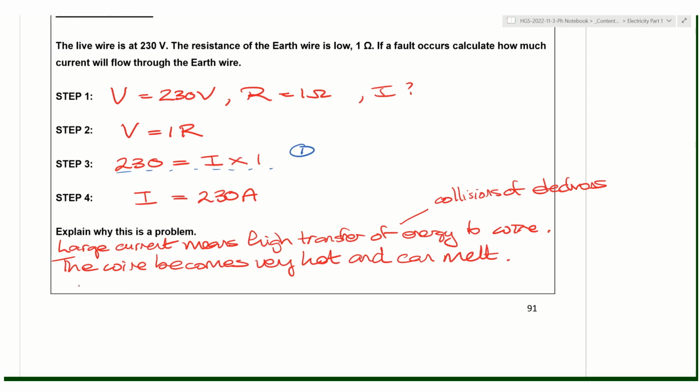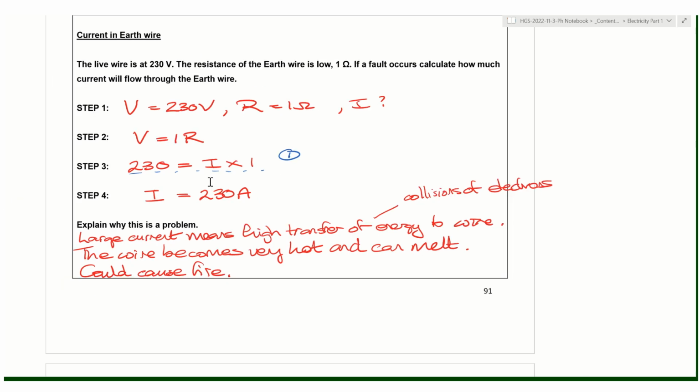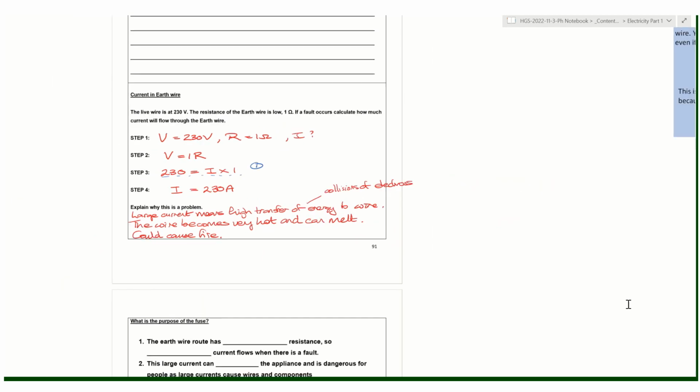Okay. It could cause a fire depending on what else is inside the device. Okay. So this is dangerous. The earth wire could melt, and also this could be a fire hazard. So the device explodes and we could get a fire hazard.